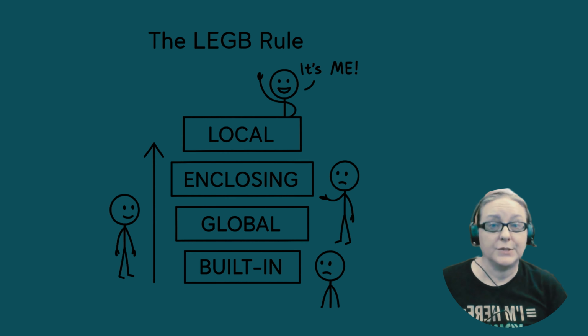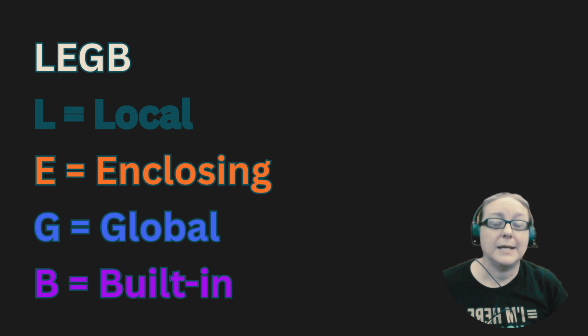When Python encounters a variable name in your code, Python follows a specific search order called the LEGB rule. LEGB stands for local, enclosing, global, and built-in. And that's exactly the order Python searches.